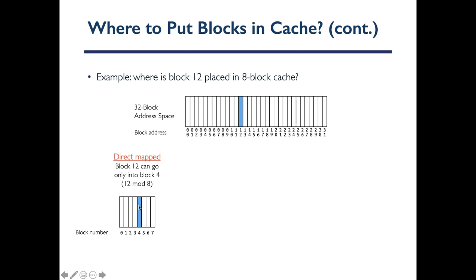Now, if I have 32 entries in my memory, and I only have 8 entries in my cache, all I need to do is to get my address. Now let's say address 12, get its mod by 8. So 12 mod 8, that would be 4. So I can find it here.